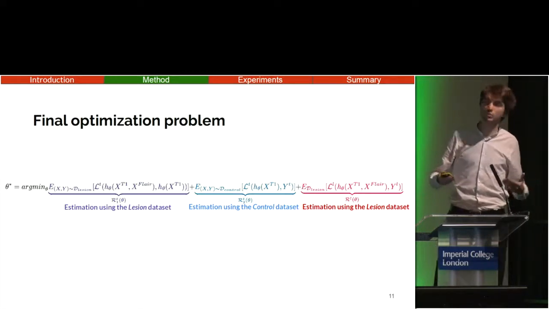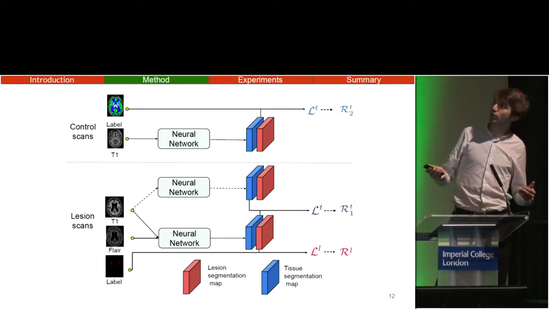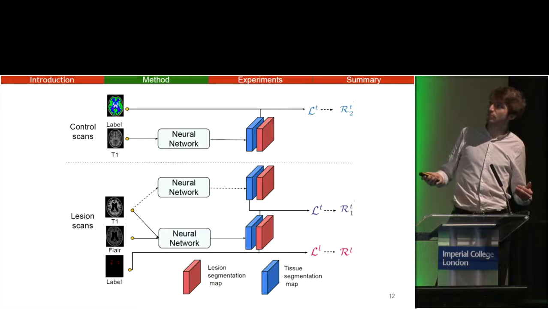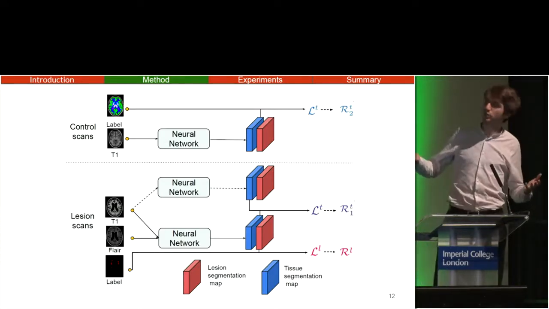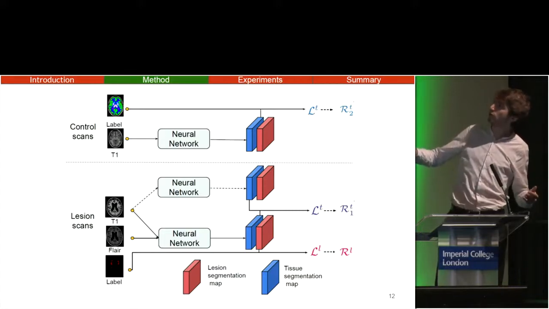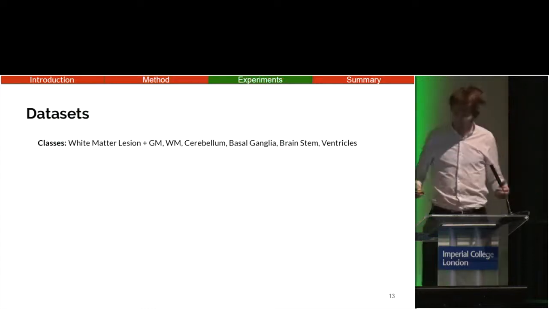And now what we will do is a mini-batch stochastic gradient descent. At each training iteration, we will use one T1 scan from the control dataset and compare the tissue segmentation output to the ground truth provided in this dataset. We will also compare the two tissue segmentation outputs when we use T1 as input and T1 plus FLAIR as input. And finally, we will compare our lesion segmentation map with the lesion annotations when the inputs are T1 and FLAIR. So this is for the training procedure. At each iteration, we will compute the sum of these three losses, and we will compute the gradient descent on that. So now let's move to the experiment.